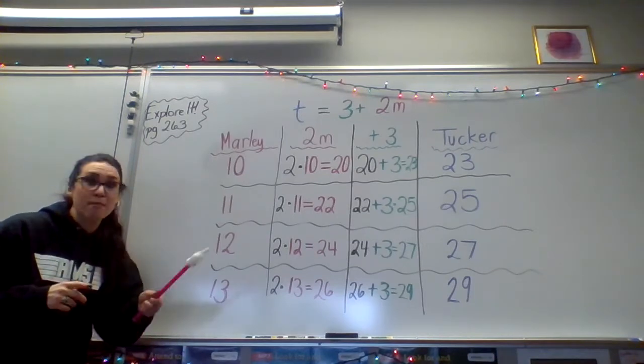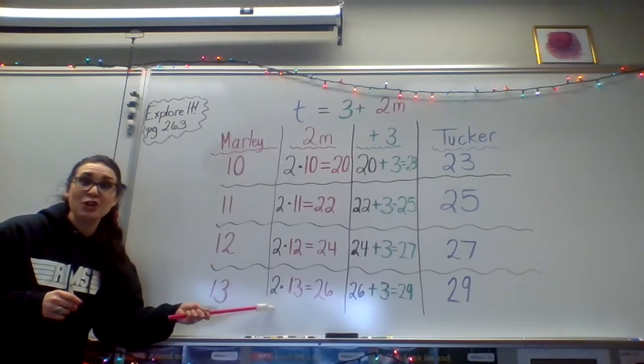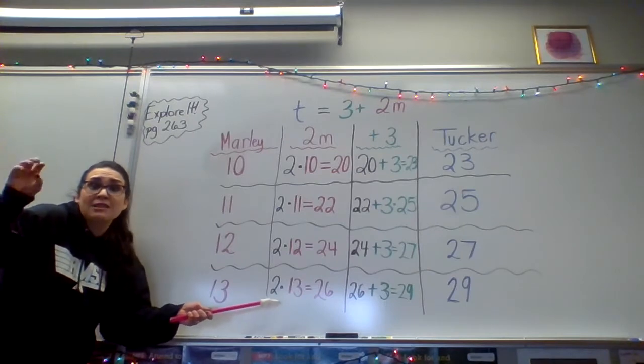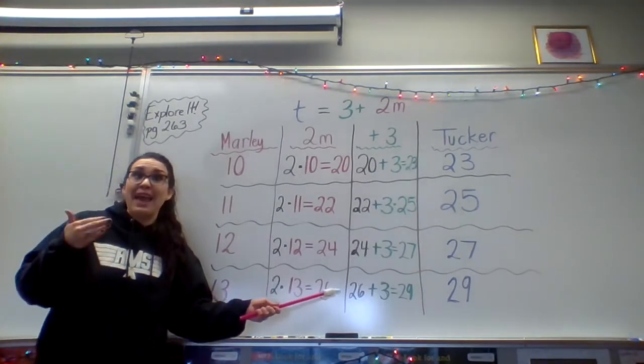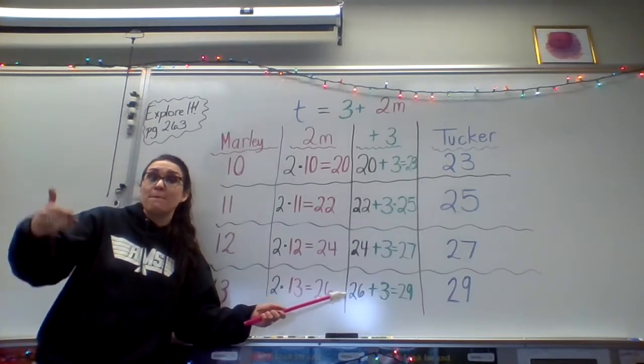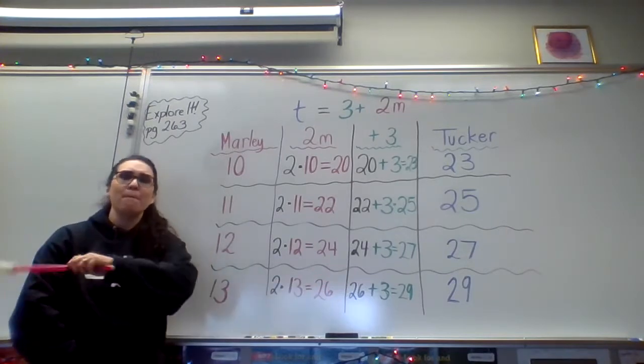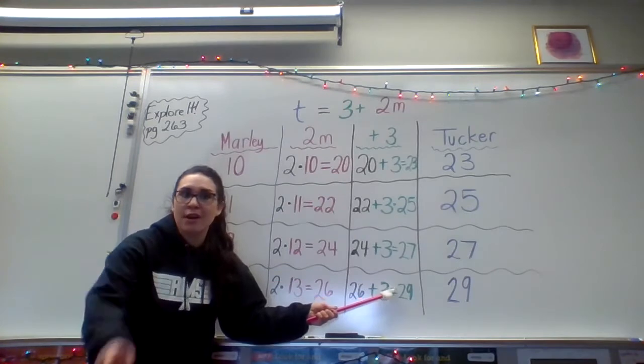Now let's look at 13, all right? So we took 13 Marley golf balls. We multiplied it by 2 because Tucker had twice as many, right? But wait, there's more. We took that twice as many and then we added 3 because it was 3 more than twice as many. Boom, 29 golf balls for Tucker the Pug.